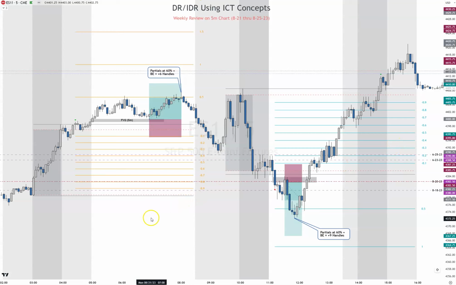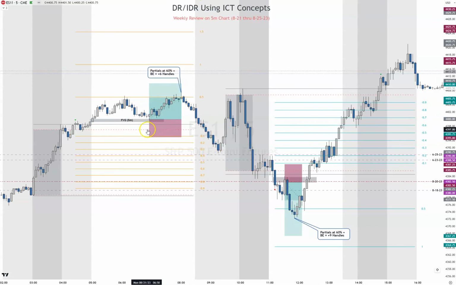So this is Monday, August 21st. Obviously, this is the ODR, the London session. We have a break of the DR line right there, and then we see that we have a fair value gap. We trade into it right here. We take 1 to 2 for the ODR, and I really try to trade 1 to 3 on the RDR because it seems to move more.